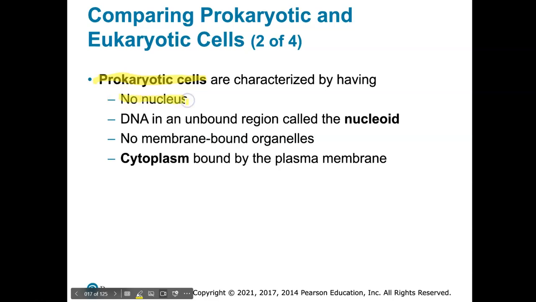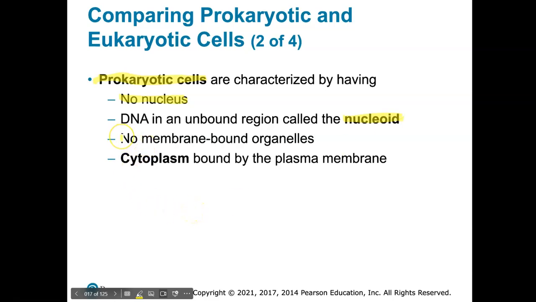If they don't have a nucleus, but they do have DNA, then what we say is that even though the DNA is not enclosed in a nuclear membrane or inside of a nucleus, it kind of floats around in the cytosol of the prokaryotic cell. And the region that we find the DNA located in is called the nucleoid region. But the DNA is not enclosed in a membrane. There is no nucleus in prokaryotic cells.